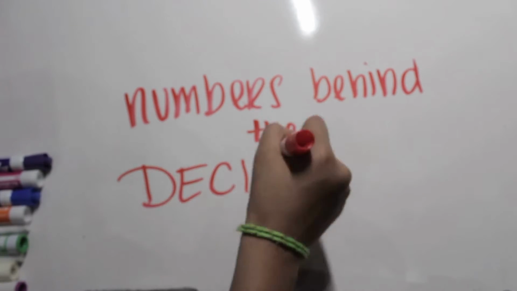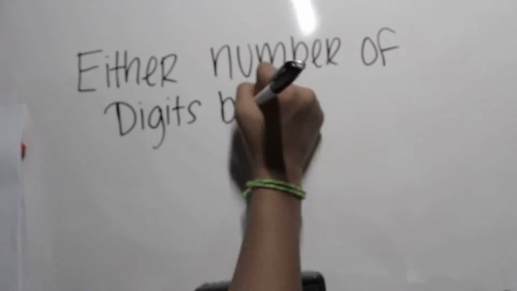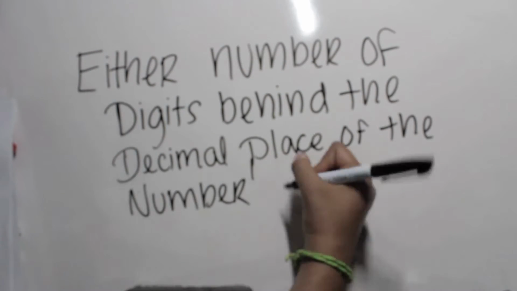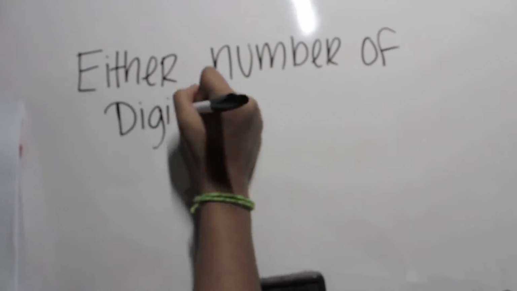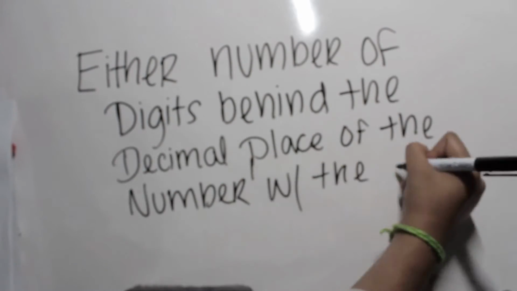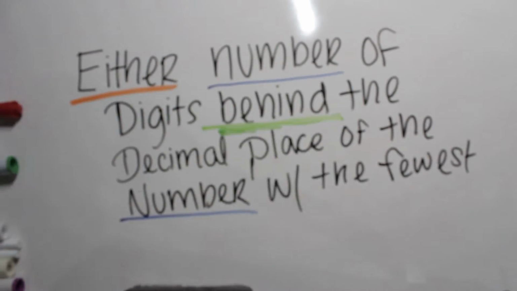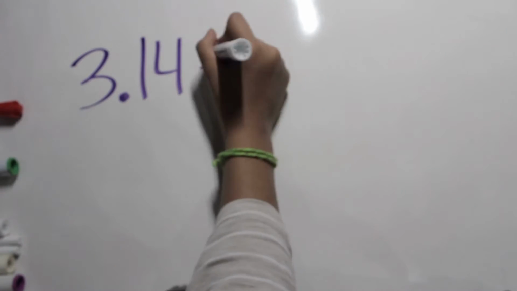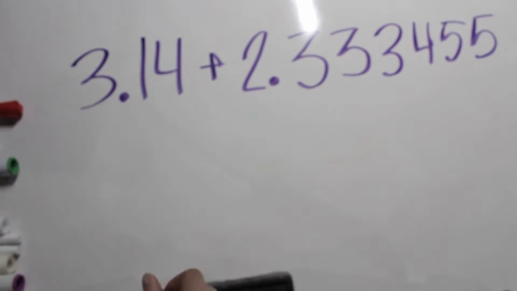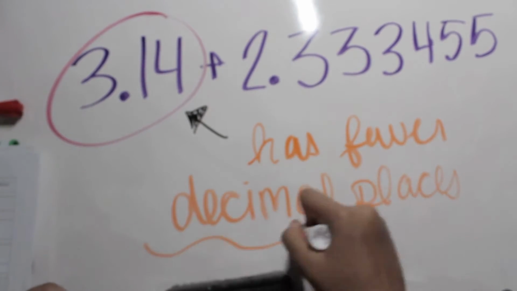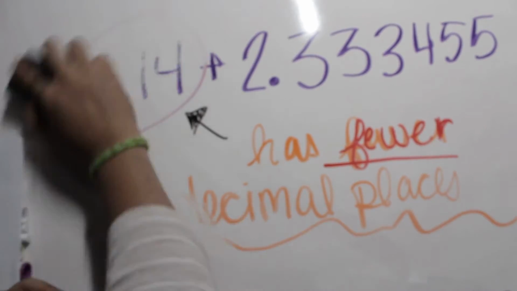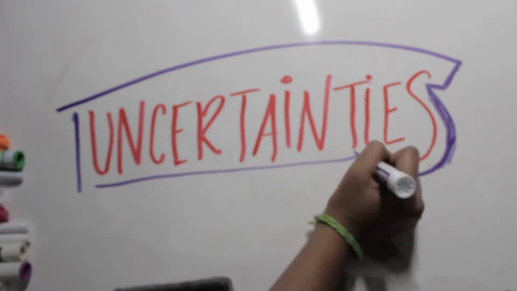Now we're going to move on to adding and subtracting. Adding and subtracting is pretty easy. All it deals with is the number of decimal places that you have, or the number of digits behind the decimal place. You have to refer to the one with the fewest number of decimal digits, just as you did in multiplication with regards to sig figs. In an example of 3.14 and 2.333445, 3.14 would have the least amount of decimal places and thus will be used to determine the place being rounded to.